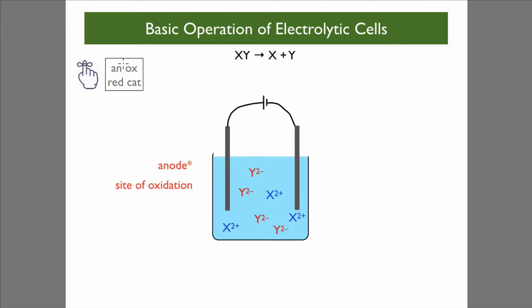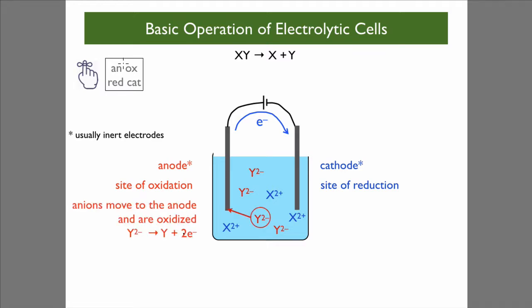So we have an anode here where oxidation will take place. We've got a cathode over there, which will be the site of reduction. We'll usually use inert electrodes in electrolytic cells, so platinum or graphite. You can see the electrons will be moving from the anode to the cathode. The anions within the electrolyte are going to be moving to the anode, where they will be oxidized and give up a couple of electrons. The cations within the electrolyte will move to the cathode, and that's where they'll be reduced. That's where they'll pick up the electrons that were given over this side.